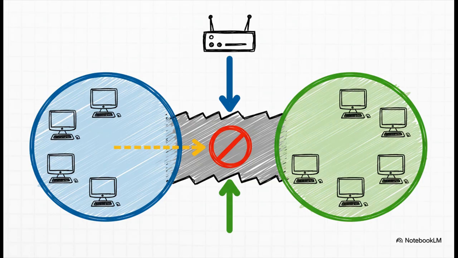Now, this is a really key security feature. To get a message from, say, the sales VLAN over to the HR VLAN, it's not like that message can just hop the fence. No way. It has to pass through a router. And you can think of the router as the manager who controls all the communication between departments, deciding what's allowed to go through and what's not.